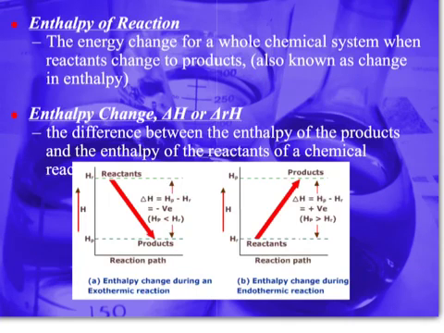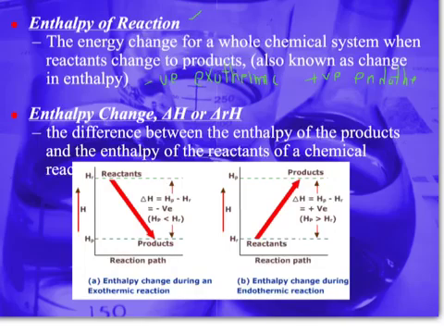A couple more terms we need to be aware of. One of them is the enthalpy of reaction. This is the energy change for the whole chemical system, products and reactants, when reactants change to products. This number will be negative for exothermic reactions because the products will contain less energy than the reactants. Therefore, there's a negative change in enthalpy. And the enthalpy of reaction will be positive for endothermic reactions because the products will have more energy than the reactants.